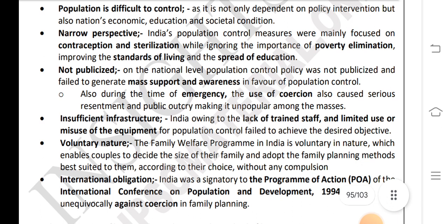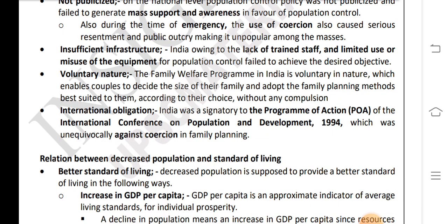sterilization, while encouraging fertility control, ignoring the importance of poverty elimination, improving the standard of living and the spread of education.